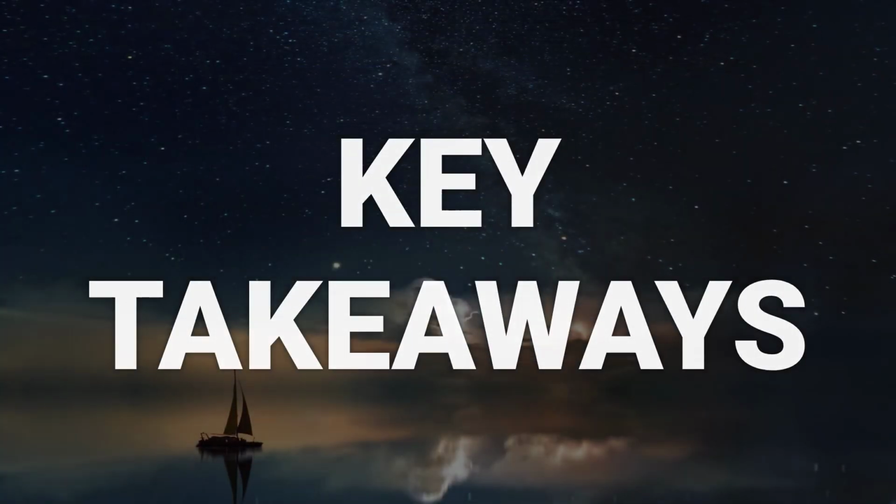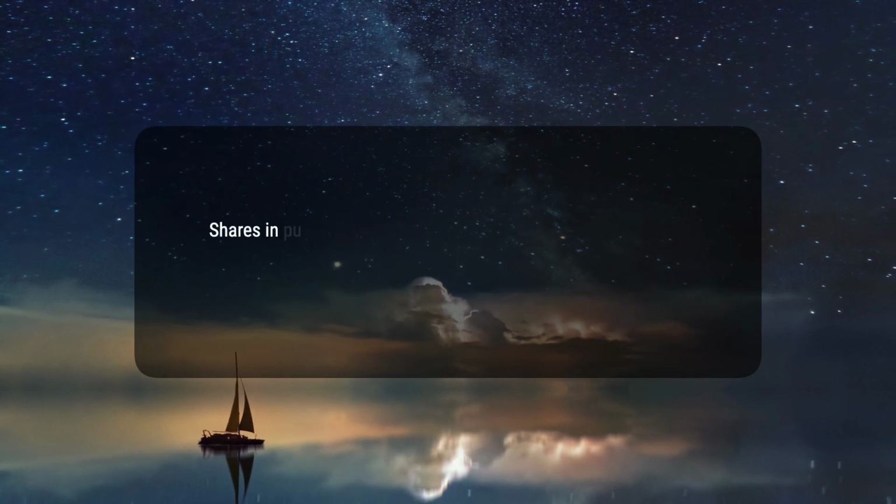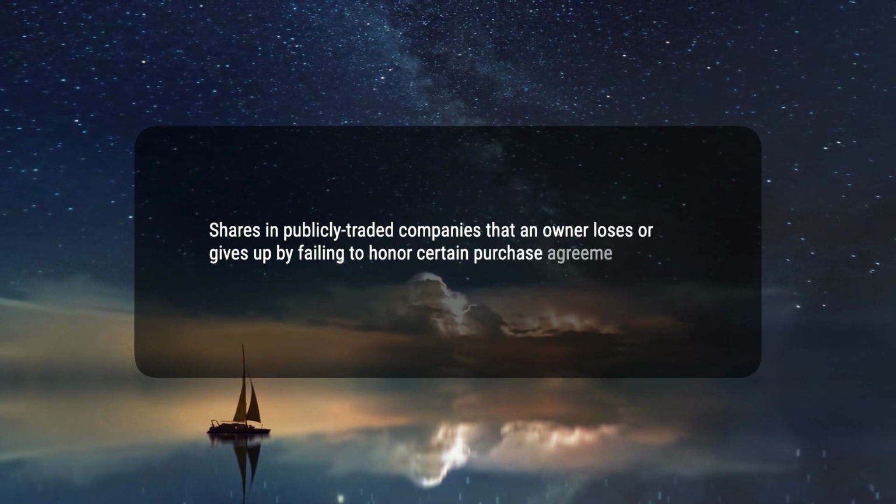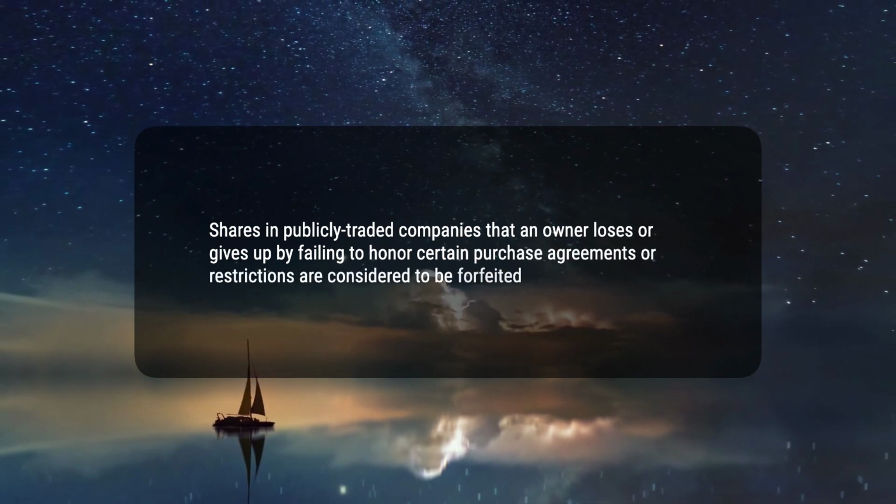Here are 4 key takeaways. 1. Shares in publicly traded companies that an owner loses or gives up by failing to honor certain purchase agreements or restrictions are considered to be forfeited.